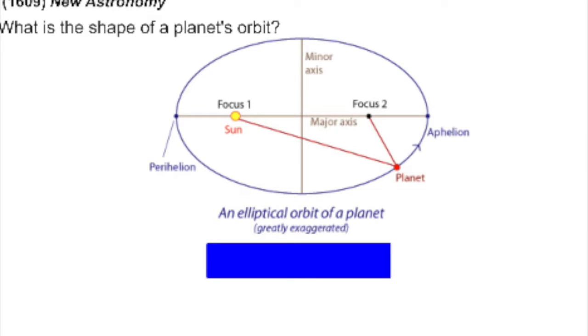So the first law, what is the shape of a planet's orbit? It is in the shape of an ellipse. Planets orbit in ellipses with the sun at one focus, and the other focus is just an empty spot in space. But he only discovered this after proving himself wrong.